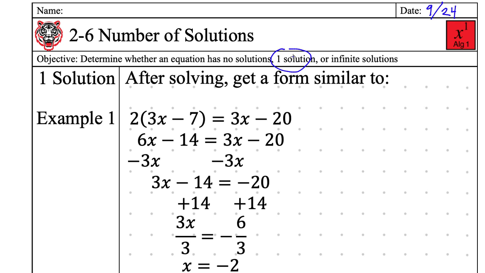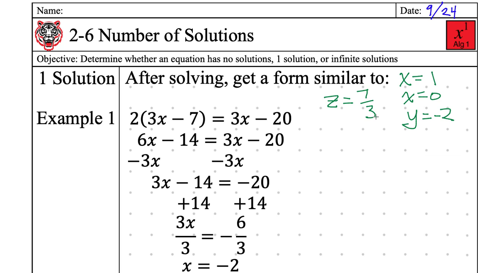So after solving, you get a form similar to this, and you'll get one solution. And the answer here is your variable is equal to a number. So an example would be something like x equals 1, x equals 0, y equals -2, z is equal to 7/3. These are all examples when you get one solution. You see a variable is equal to one number. This is the default. This is what we're used to. The whole past month we've been dealing with equations where we get some answer like this at the very end.